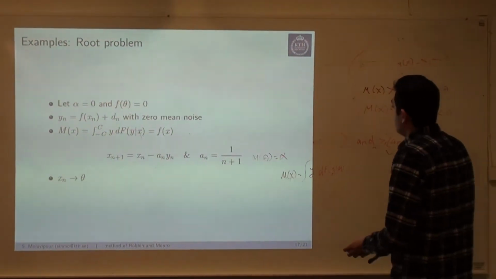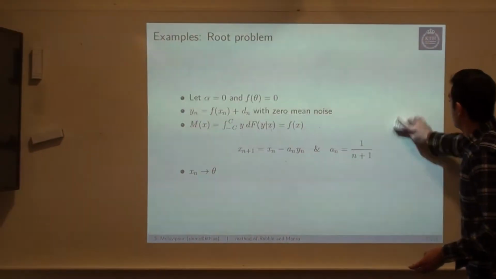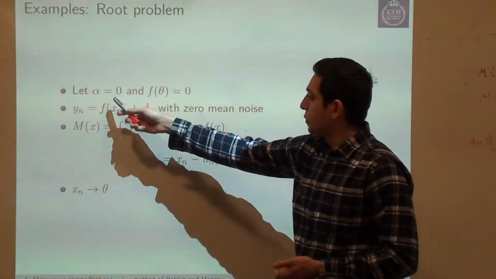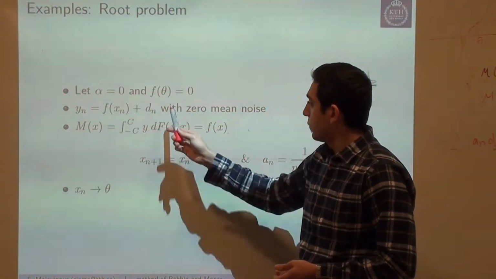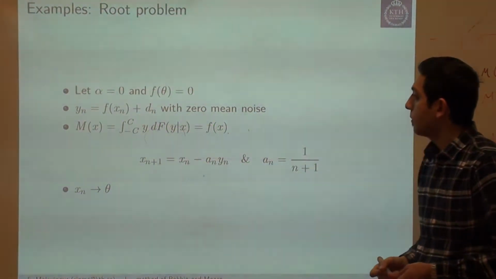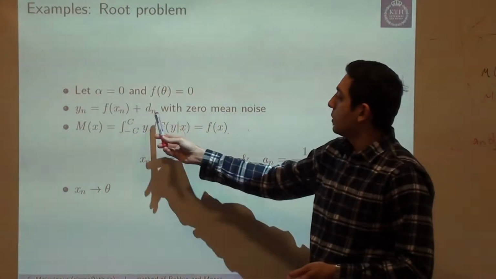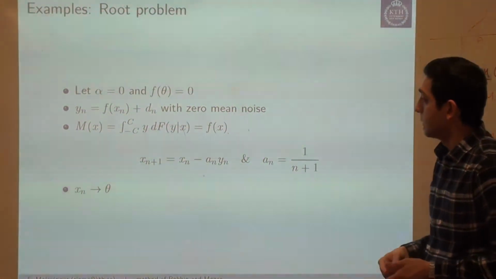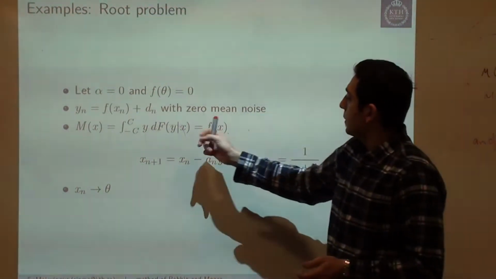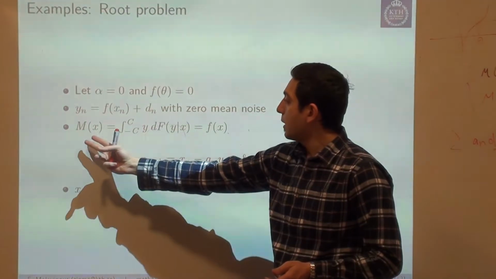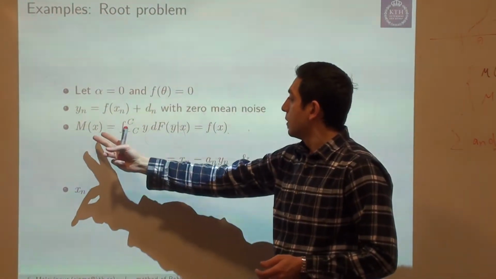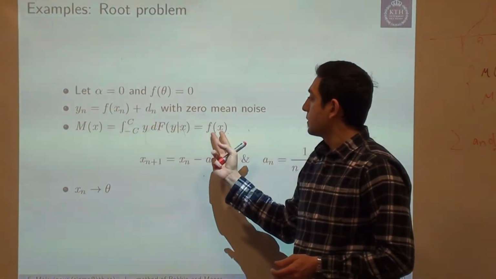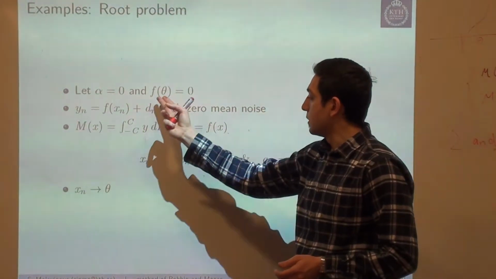And if we come back to the problem of finding a root, for instance, let's say we put alpha equal to 0, and then we want to find this theta such that f of theta is 0. And let's say we have the noisy version of this, f of xn, not f of xn itself. Since we assume that this is zero mean, then M(x), if we take the average of y with respect to that distribution, is the same value as f(x), since this dn is zero mean.